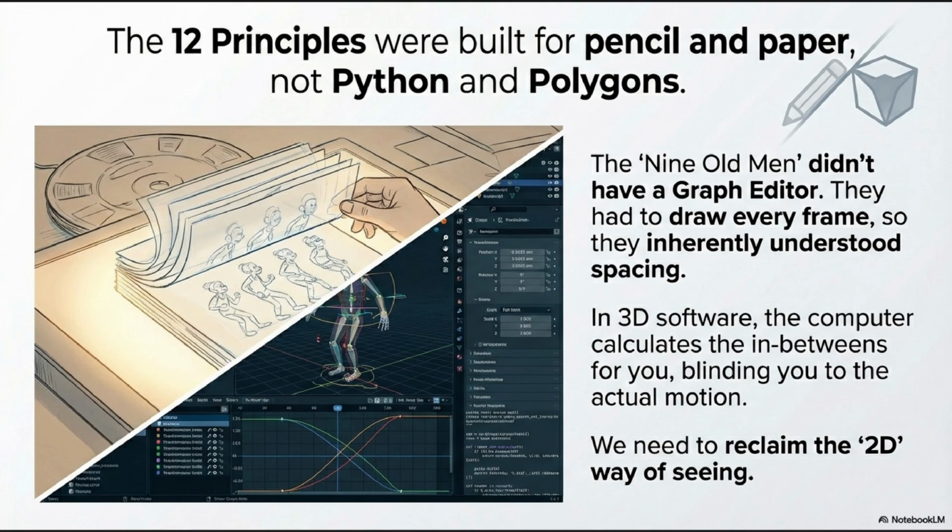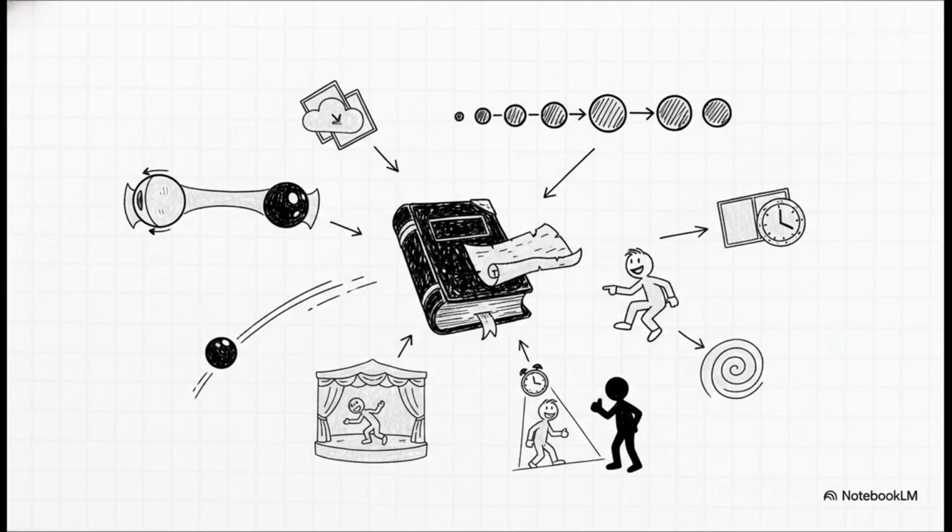Let's talk about the 12 principles. Everyone tells you to study the 12 principles of animation from Disney's Nine Old Men. That is, squash and stretch, anticipation, staging, straight ahead and pose to pose, follow through and overlapping action, slow in and slow out, arcs, secondary action, timing, exaggeration, solid drawing, and appeal.